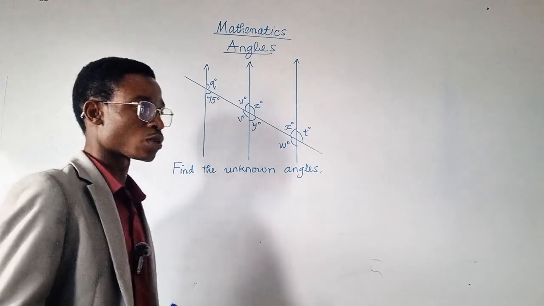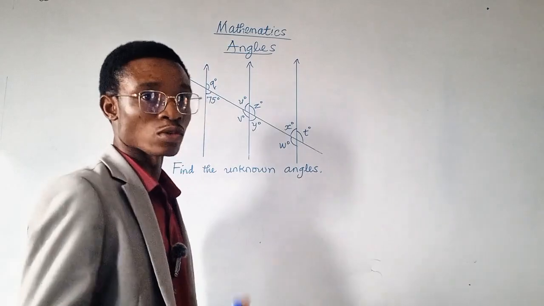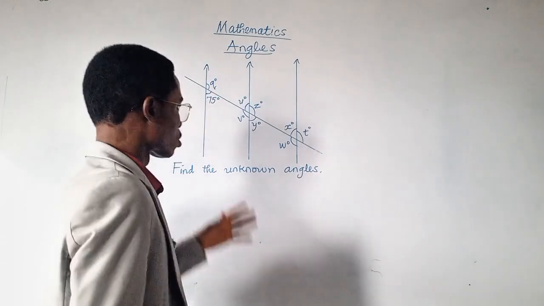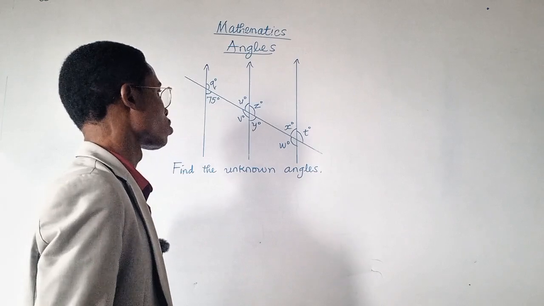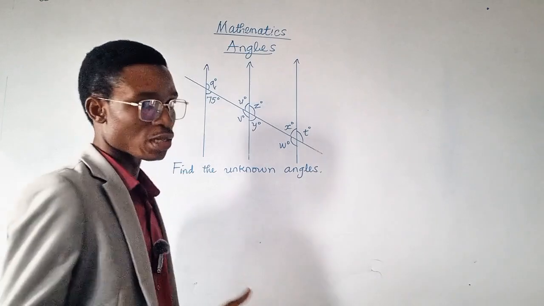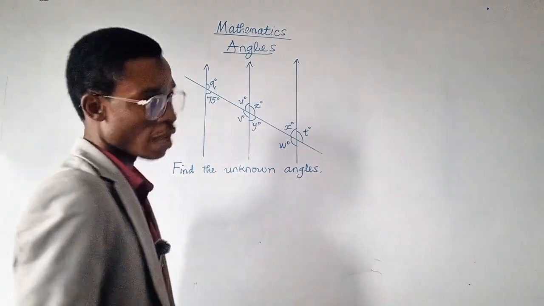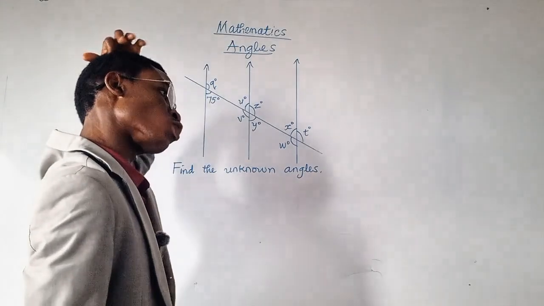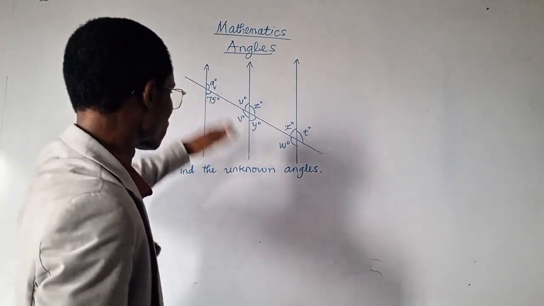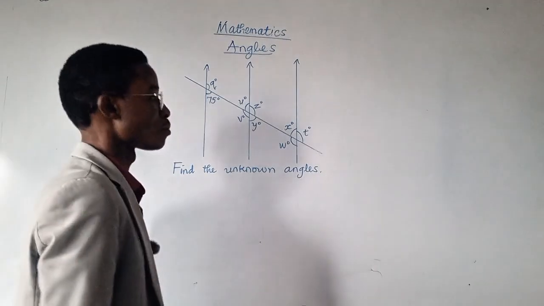I talked about corresponding angles in my previous video. You can go there to check. Corresponding angles, vertically opposite angles, and alternate angles. This has everything inside. So we are going to make use of those angles to find the unknowns here.